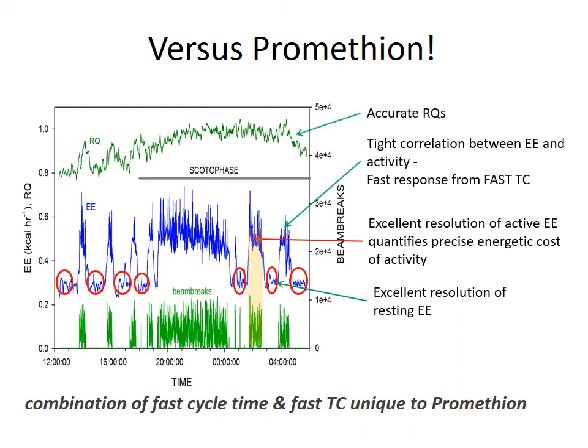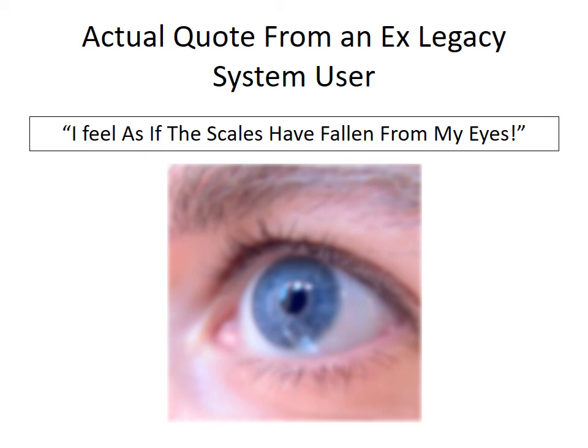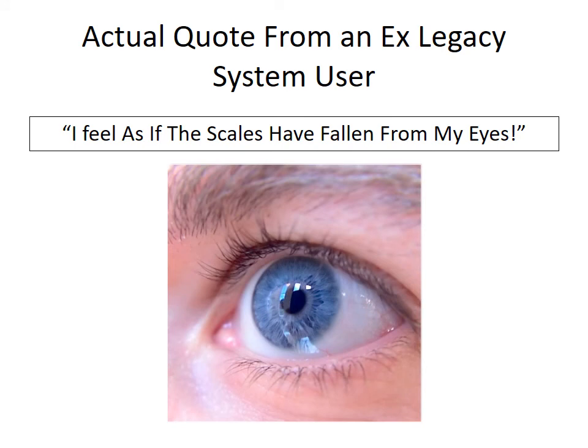And another small point, you do get accurate RQs. The reasons for that are mostly due to the analyzer accuracy and the better ways we have of gas handling and coping with the dilution effect of water vapor. Here's an actual quote from an ex-legacy system user at an Ivy League university, and he said, "I feel as if the scales have fallen from my eyes," and indeed, when you're used to looking at legacy metabolic phenotyping data and then you look at Promethion metabolic phenotyping data, it is a whole different experience.